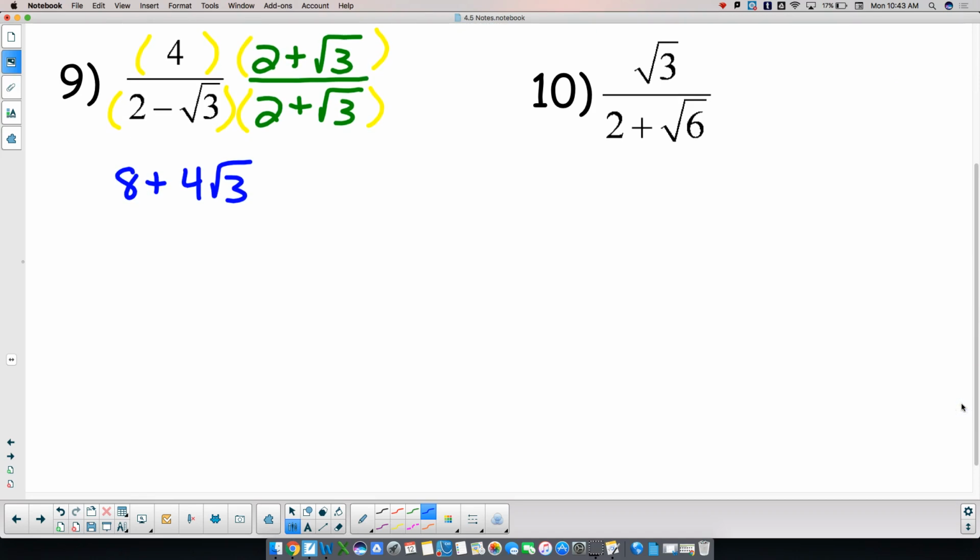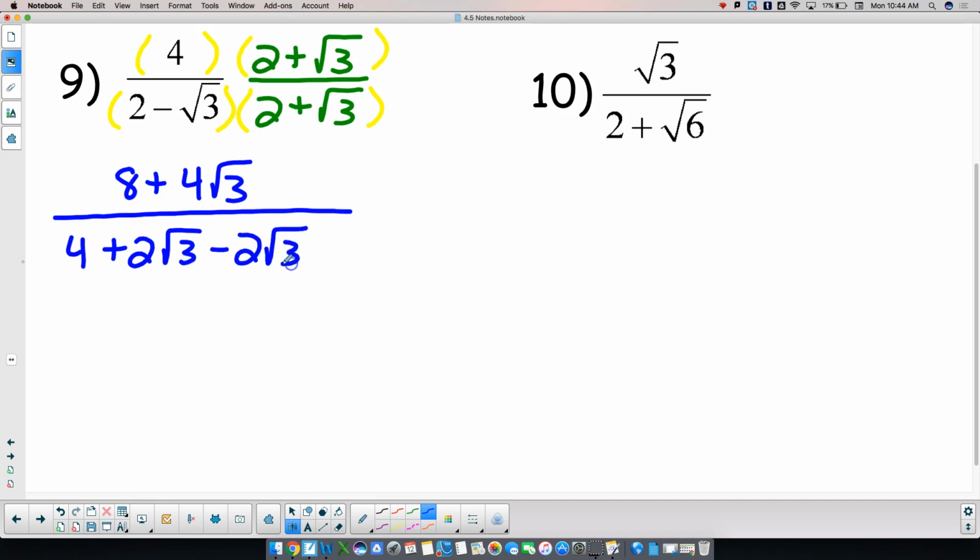The bottom becomes 2 times 2, which is 4, 2 times positive square roots of 3, which is plus 2 square roots of 3, negative square root of 3 times 2, which is negative 2 square roots of 3, and negative square root of 3 times positive square root of 3, which is negative square root of 9. Now, negative square root of 9 really is just 3, because the square root of 9 is 3.